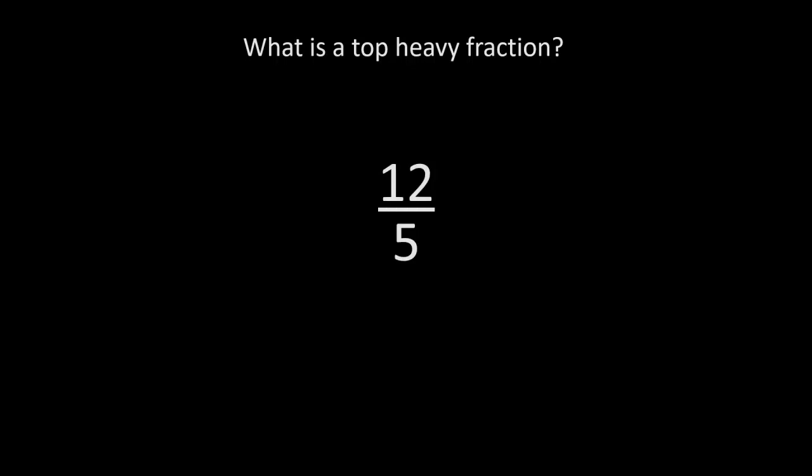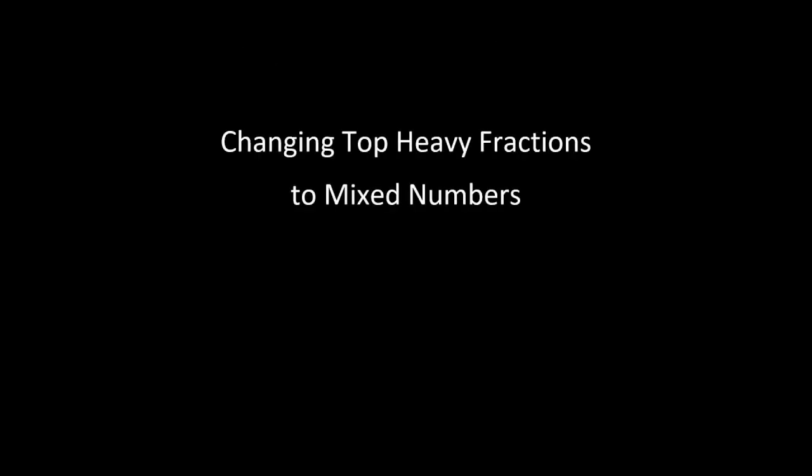And what is a top-heavy fraction? Well, there's an example, 12/5. So 12/5 is a top-heavy fraction because the number on the top is bigger than the number on the bottom. There we go. So how do we change between them? So first of all, we're going to see how we can change top-heavy fractions to mixed numbers.